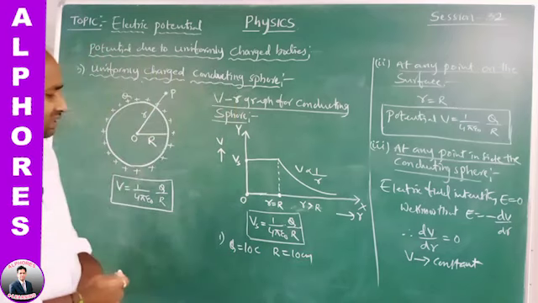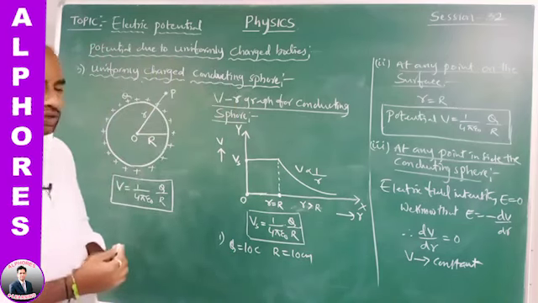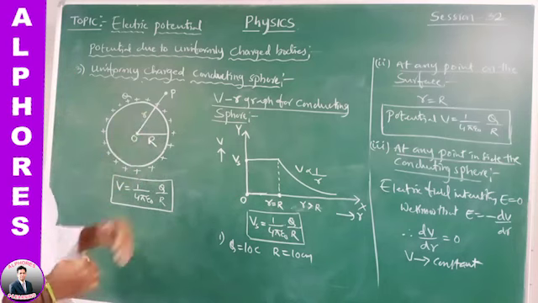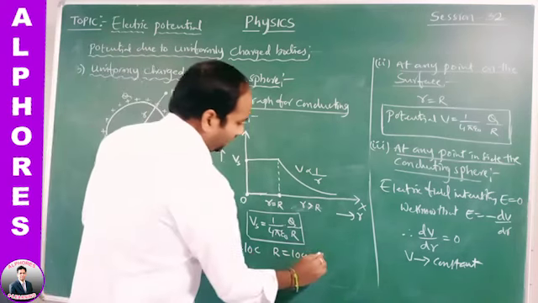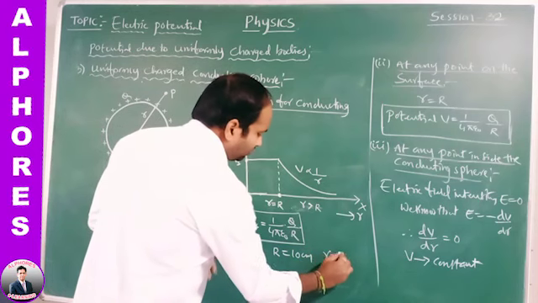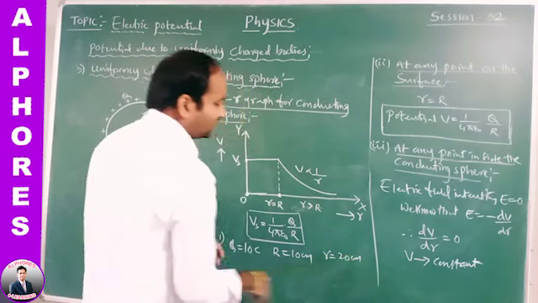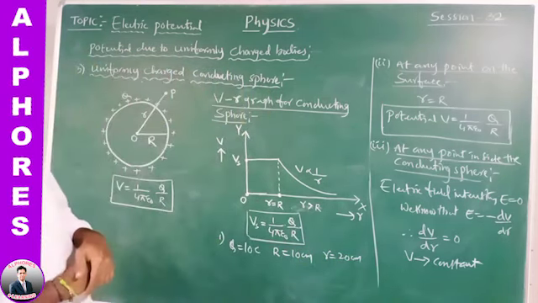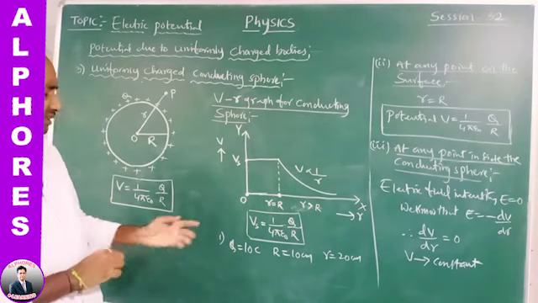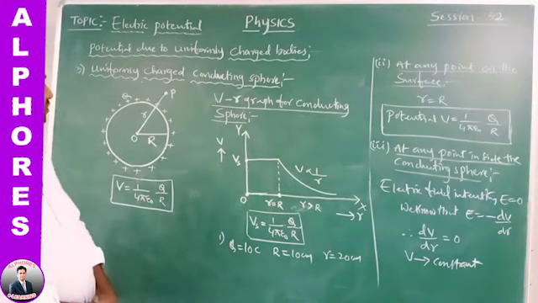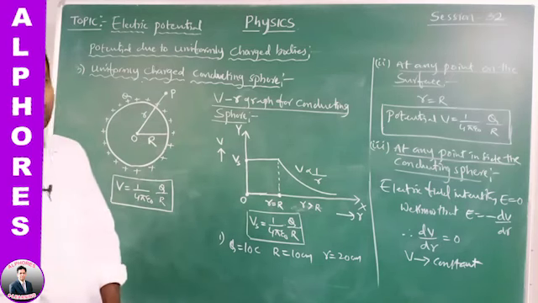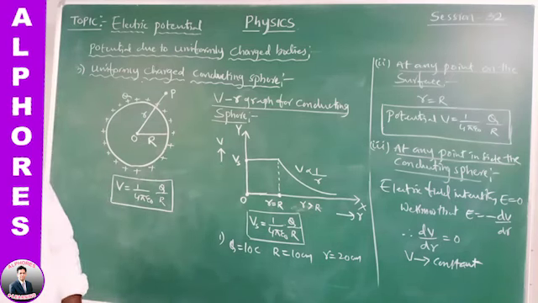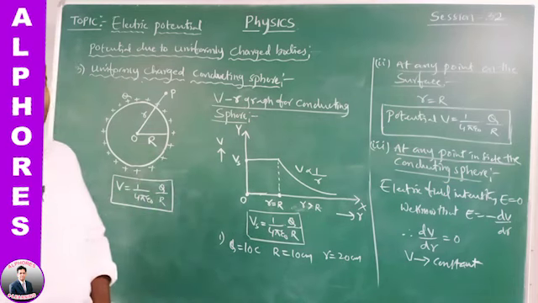Radius of the sphere is 10 centimeters. Now what is the potential at any point at a distance of 20 centimeters from its center? A charge of 10 coulombs is uniformly distributed over the conducting sphere of radius 10 centimeters. Calculate the potential at a distance of 20 centimeters from it.